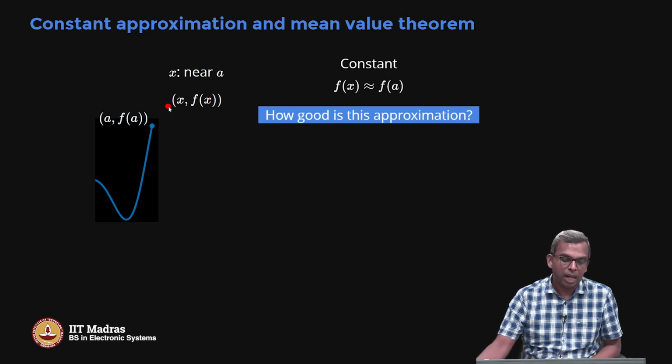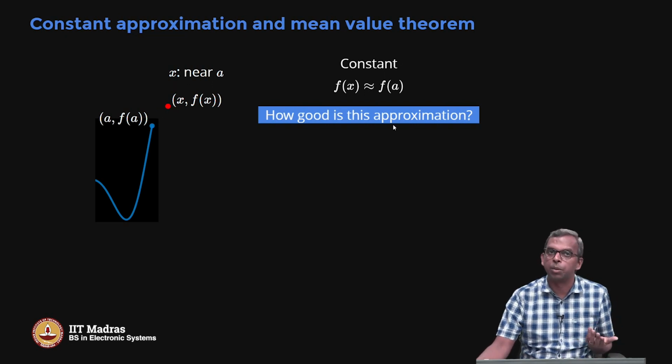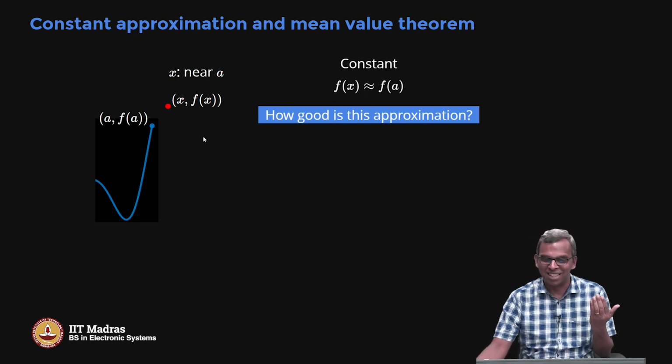The derivative captures the rate of change between a and x. If the rate of change is very small, then your constant approximation is going to be good. If the rate of change is very large, your constant approximation is going to be bad, because it's changing wildly, and then you're making a constant approximation when it is changing a lot. So this is the core idea here.